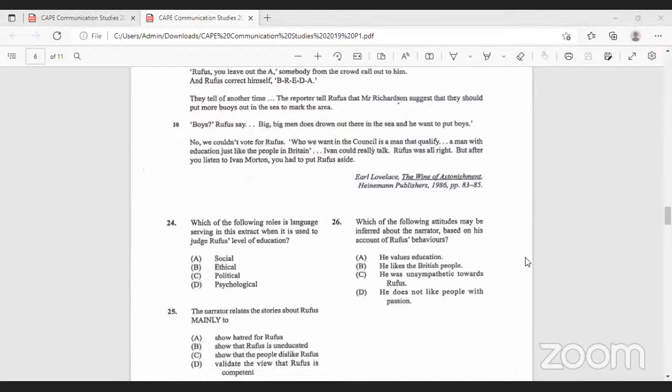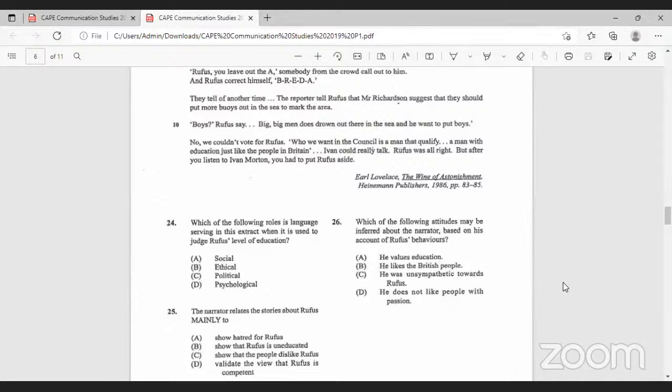So answer is C. 25, narrator relates stories about Rufus mainly to what? Show hatred for Rufus, show that Rufus is uneducated, show that the people dislike Rufus, or validate the view that Rufus is competent. I think most of us can see what that is already. It's B, to show that Rufus is uneducated. Someone is asking what's 21? 21 is D. 25 is B, to show that Rufus is uneducated.